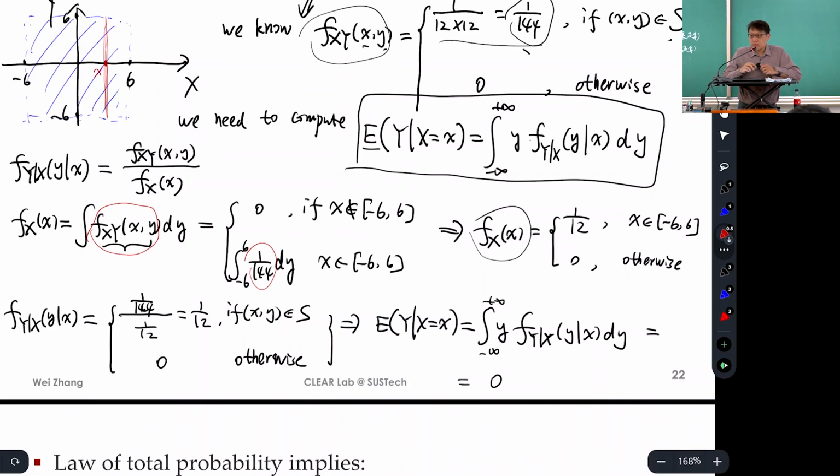Suppose this is my small x. Any questions? Then we can take a break.